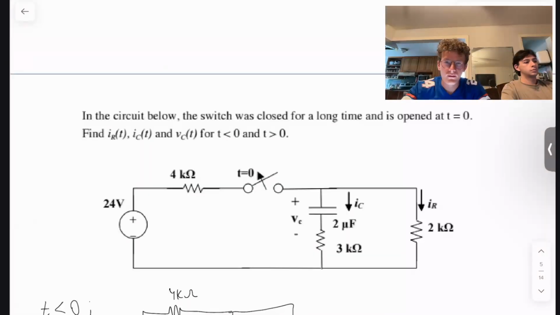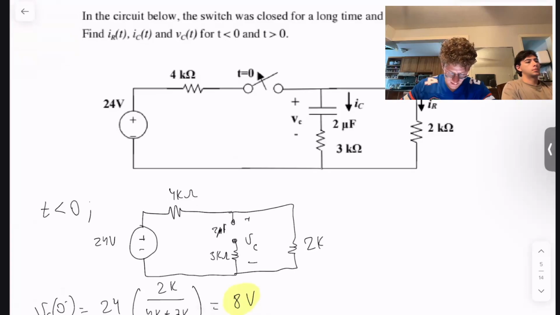Moving on to question number 3, an RC step response or natural response question. It wants us to find the current through the resistor, the current through the capacitor, and the voltage across the capacitor for t less than 0 and t greater than 0. So first off, we want to redraw the circuit for t less than 0, before this switch opens, and that circuit is going to look like this.